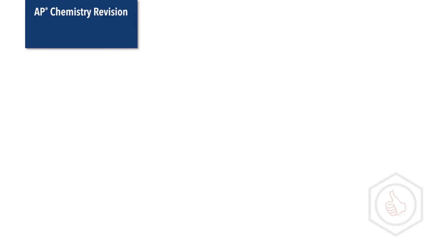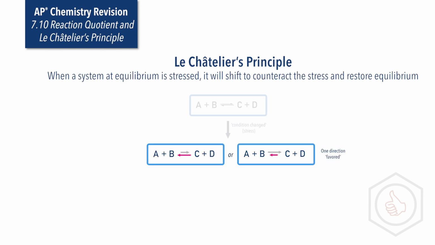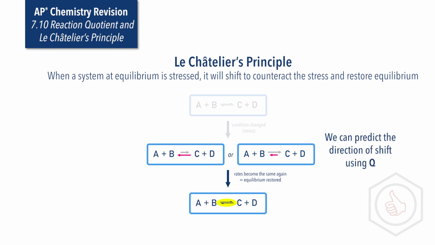Hello, so this is a revision video for AP Chemistry 7.10, Reaction Quotient and Le Châtelier's Principle. Le Châtelier's principle describes how a system at equilibrium responds to stress. The reaction will shift to oppose the change and re-establish equilibrium. We can predict the direction the system will shift in by using the reaction quotient Q for the reacting system and the equilibrium constant K for the reaction.